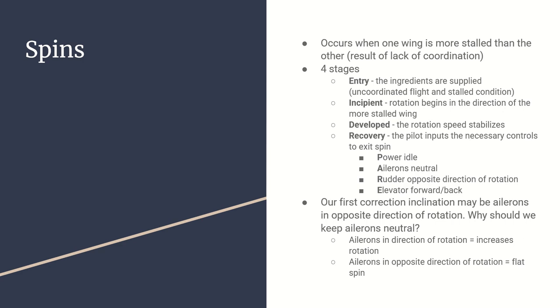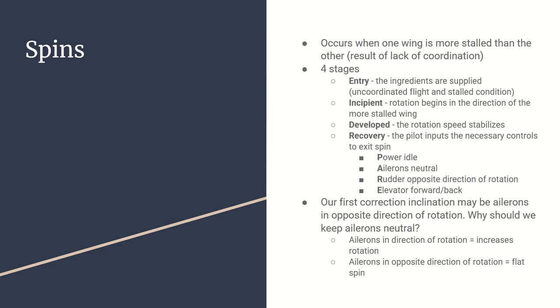And the whole cause of the spin was the fact that we were uncoordinated, right? We didn't have enough rudder, so that's why we're spinning to the left, right? The direction of the more stalled wing. So if we equalize how stalled they are without breaking the stall, then what you're going to have left over is you're still going to have rotation, but it's going to be around that vertical axis, in a yawing motion fashion.